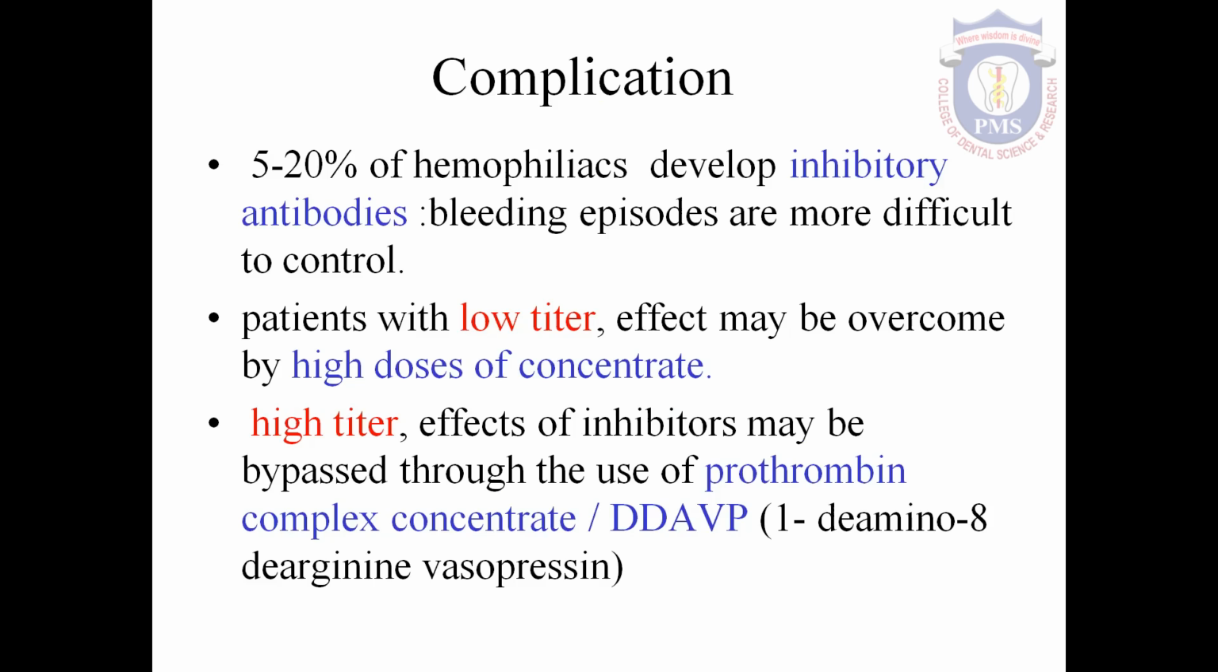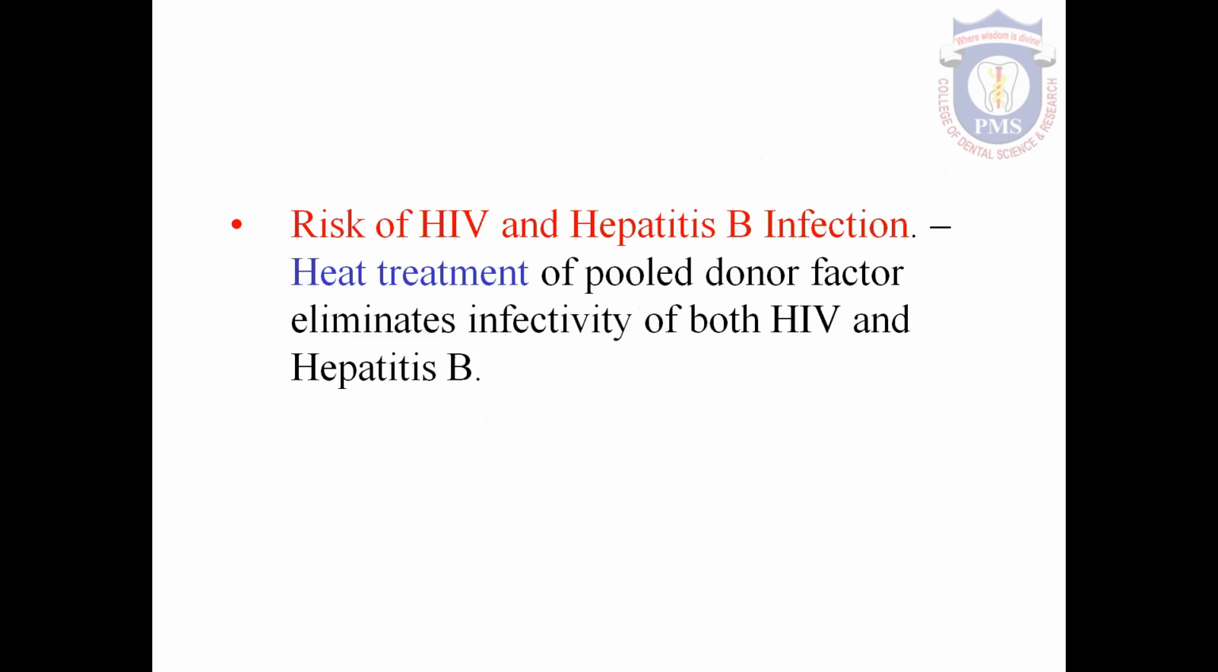So patients with low titer effect may be overcome by high doses of concentrate. So whenever the titer is low, we have to increase the concentration of factor 8 or 9, whichever factor it is; that concentrate should be of high doses. High titer effects of inhibitors may be bypassed through the use of prothrombin complex concentrate or 1-deamino 8-D-arginine vasopressin. So whenever high titer is present, it also has to be supplemented with 1-deamino 8-D-arginine vasopressin, because the effects of inhibitors may be bypassed by using this medication. And the complication of this is the risk of HIV and hepatitis B infection. So heat treatment of pooled donor factor eliminates infectivity of both HIV and hepatitis B.